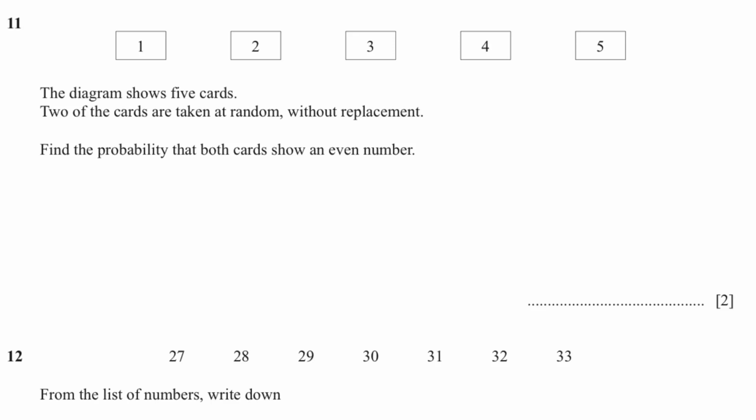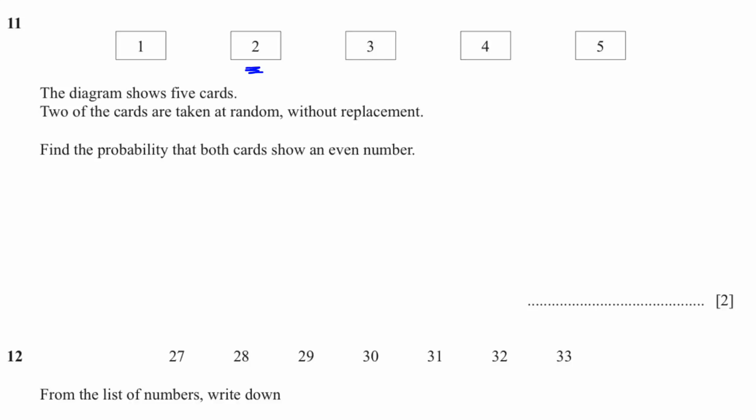In 11 we have been given 5 cards and the diagram shows 5 cards. 2 of the cards are taken at random without replacement. Find the probability that both cards show an even number. Without replacement means you take one and you don't put it back. So your total will change. Now you have the diagram shows 5 cards, 2 of the cards are taken, both are even number.